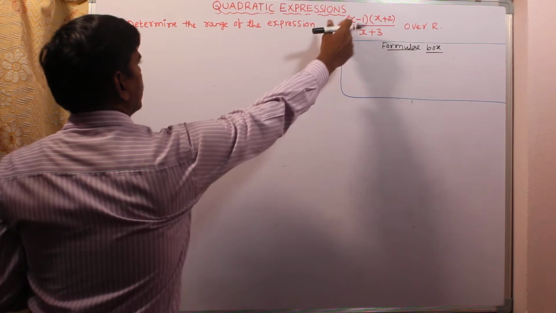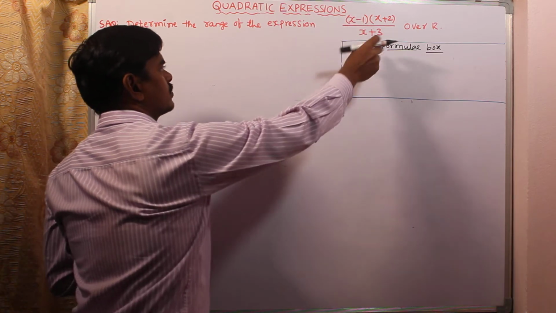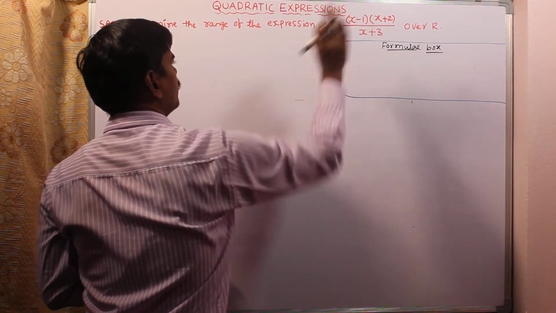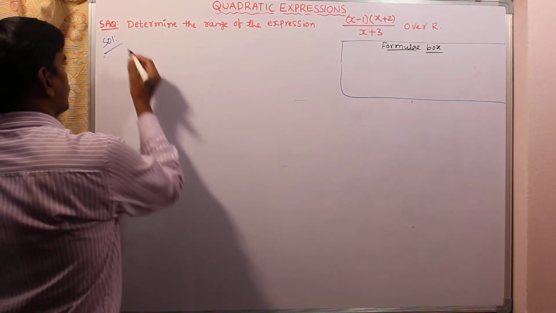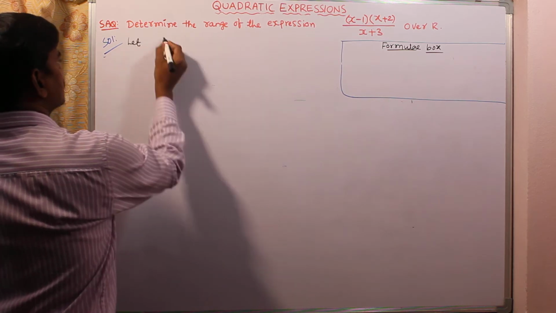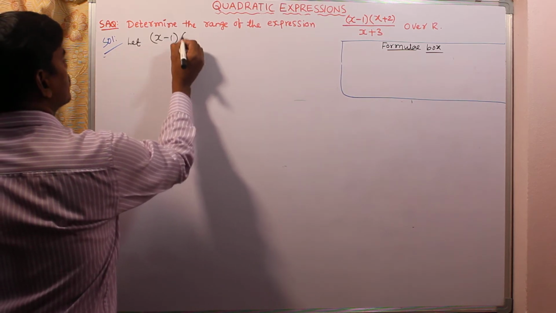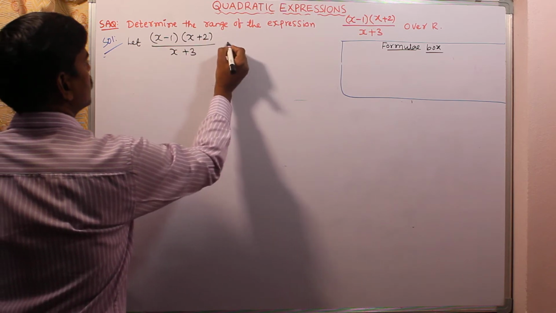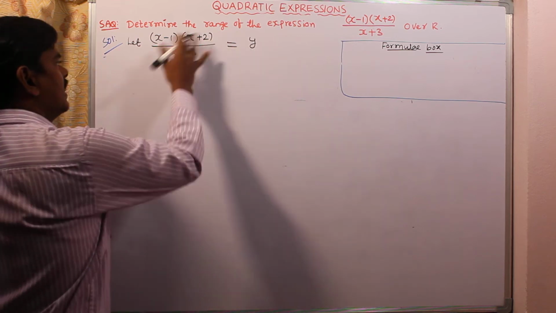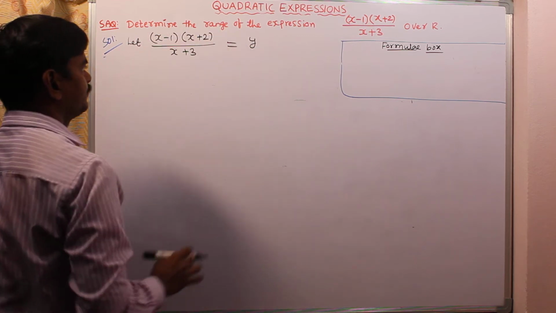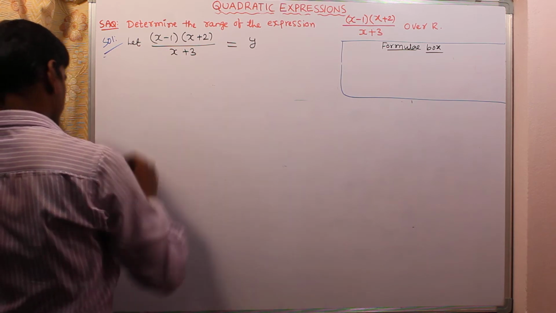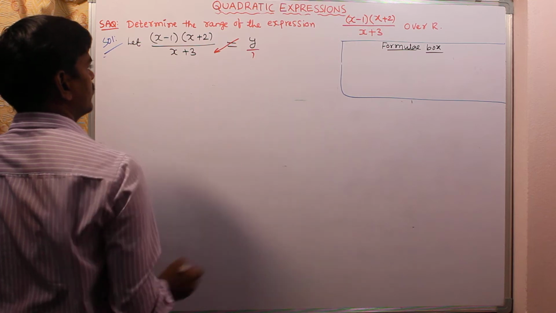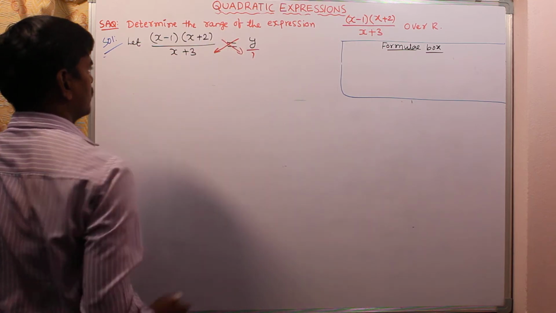In every range problem, we proceed by naming the given expression as something. Remember, let (x minus 1)(x plus 2) divided by (x plus 3) be named as y. Indirectly, we have to find the range of y. So what is the possible simplification here? Cross multiplication.